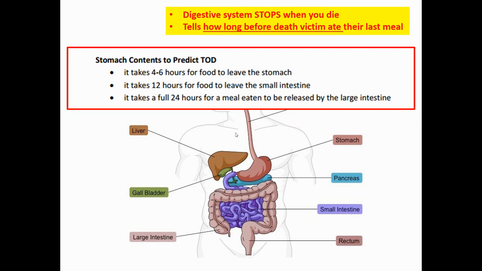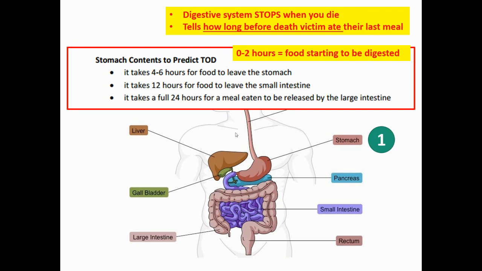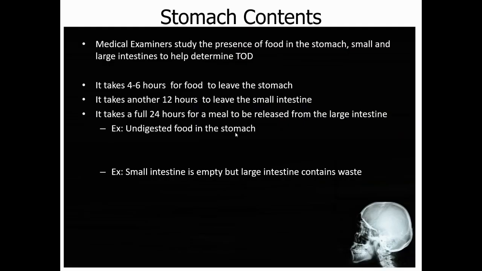And what we do know is that your food goes down your esophagus to your stomach. Okay, so from 0 to 2 hours, your food is in your stomach starting to be digested. And then after about 4 to 6 hours, the food moves on to the small intestine. After 12 hours, it leaves the small intestine, goes to the large intestine, and then finally, after about 24 hours, your food is generally released by the body. Now, everyone's body is a little different, but these are general patterns that we see.